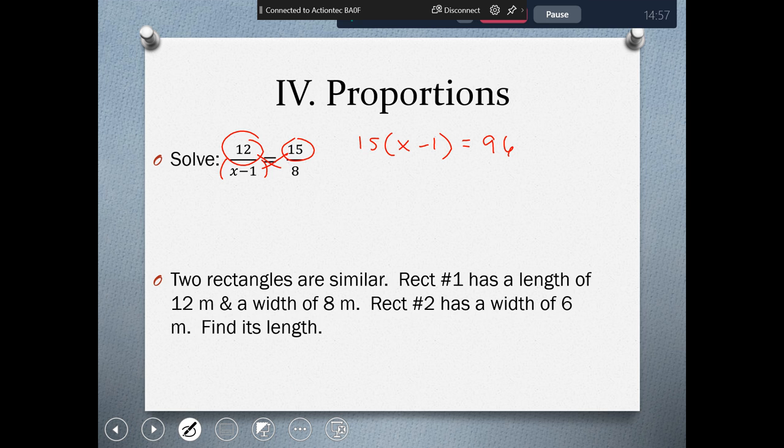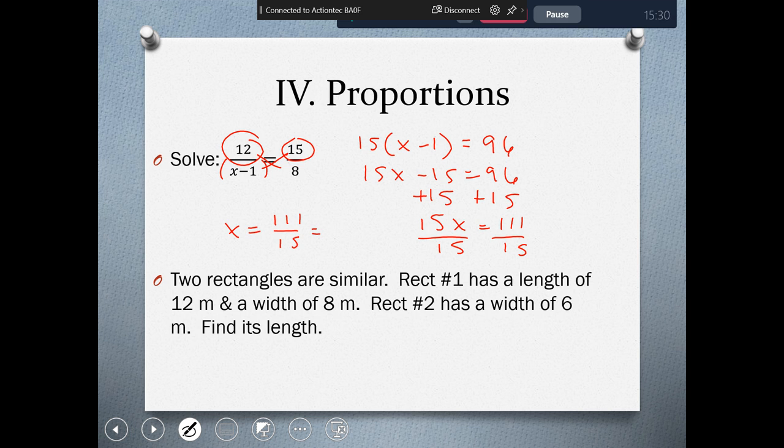First, distribute. So I'm going to get 15x minus 15 equals 96. Then I'm going to add or subtract my constant to the other side. So I'm going to add 15 to both sides, and I'm going to get 15x equals 111. And I'm going to divide by 15. Well, that does not give me a whole number, but x will equal 111 over 15, which can reduce to 37 over 5. This 3 goes into both.